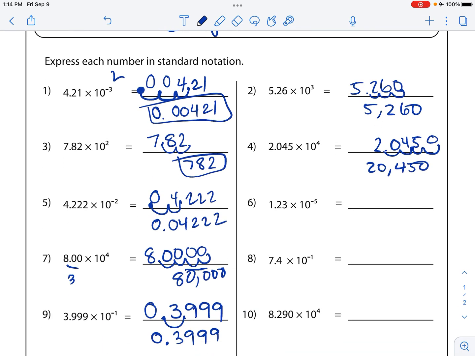1.23 times 10 to the minus 5 means it's going to be a small number, so we're moving to the left. 1, 2, 3, 4, 5. So it's 1, 2, 3, 4 zeros, then 1, 2, 3.